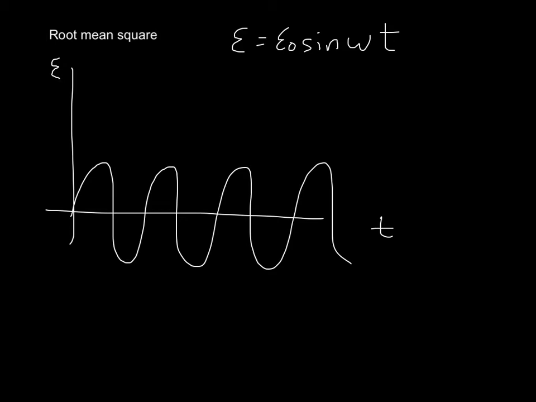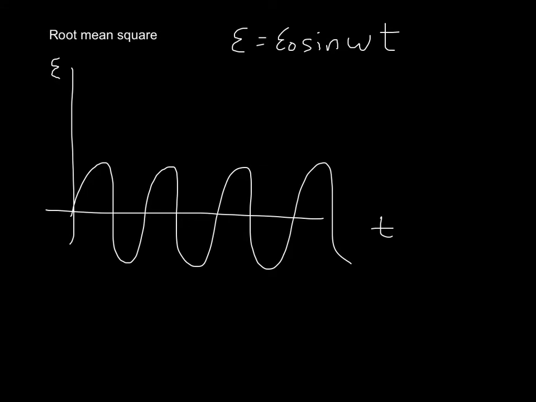And what we're going to use is something called the root mean square. And the root mean square just means doing this. Well, I take this thing and I square it so that it's always positive. Then I take the average of that, and then I take the square root. And that will be a kind of average of my EMF.